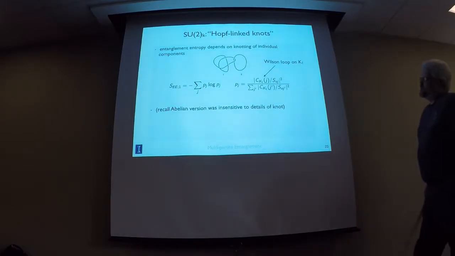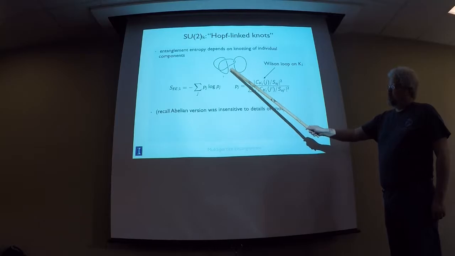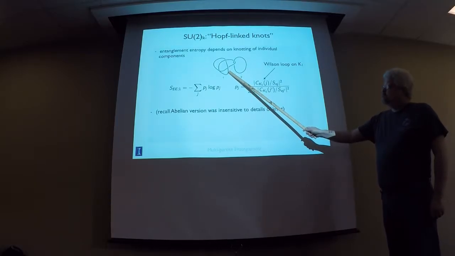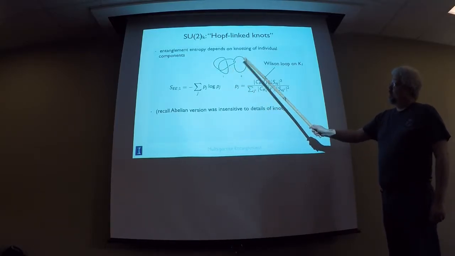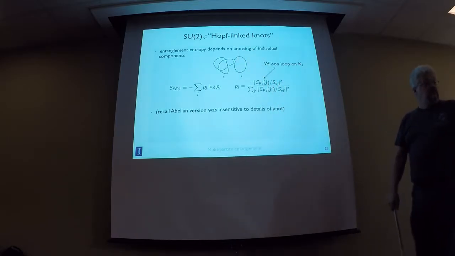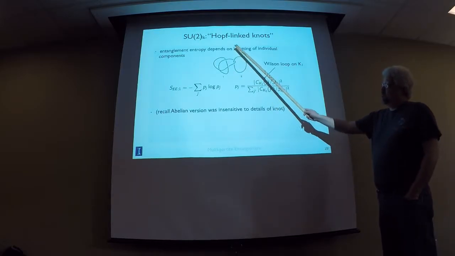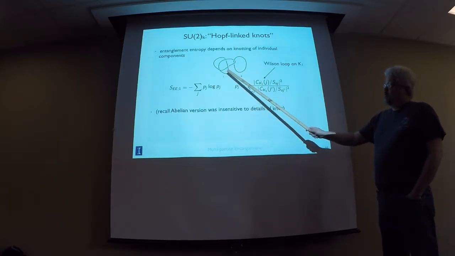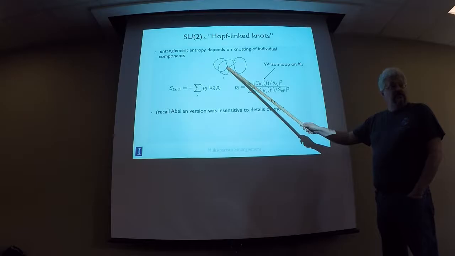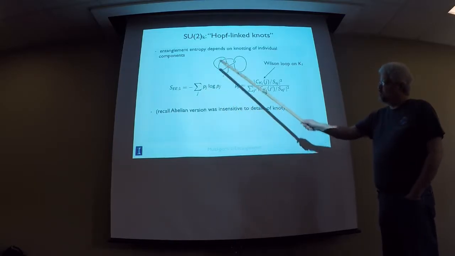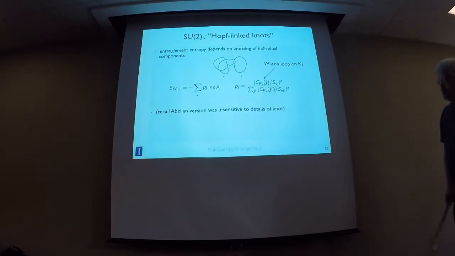Okay, here's another case. Let's take a knot, which I'll call K1, and just link it with a loop. It turns out that when you do this calculation in the SU2 theory, the entanglement entropy actually knows that this is a knot.